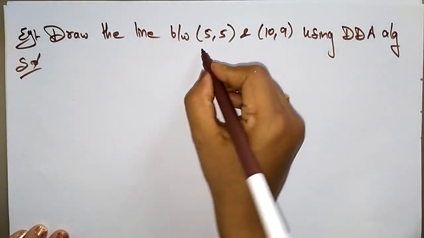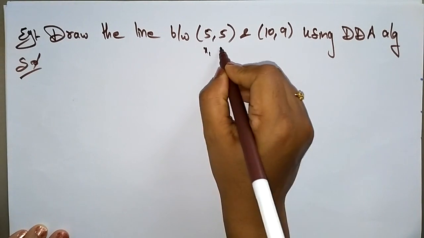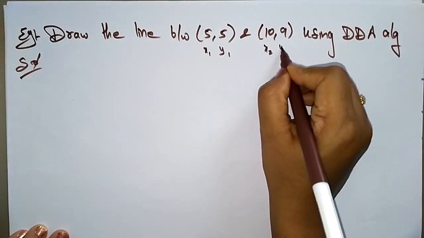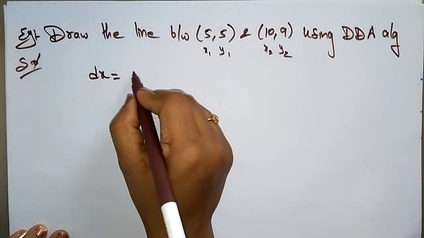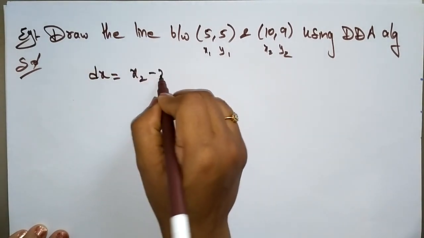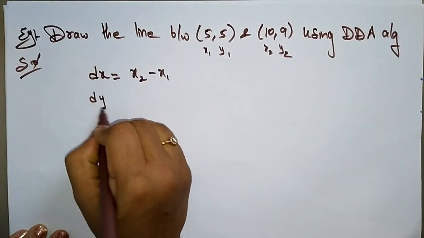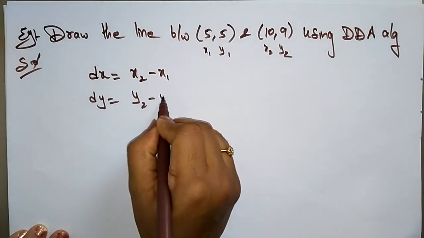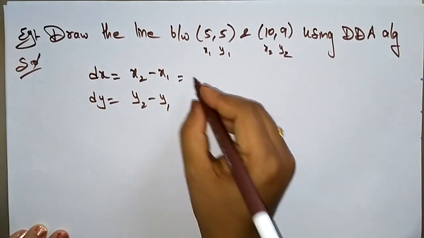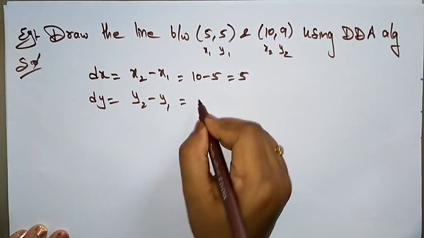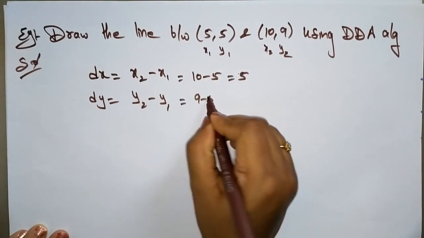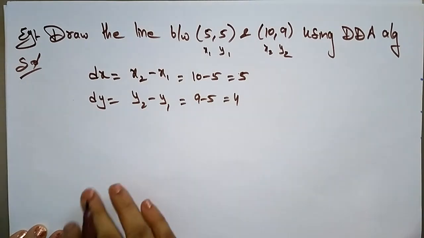First, you have to accept the x1, y1 coordinates and x2, y2 coordinates, and then you need to find the dx value, that is the difference of x coordinates, x2 minus x1, and the difference of y coordinates, y2 minus y1. So x2 minus x1 is 10 minus 5, you will get 5, and y2 minus y1 is 9 minus 5, you will get 4. So what is the next step?